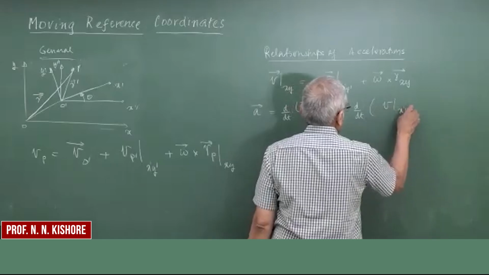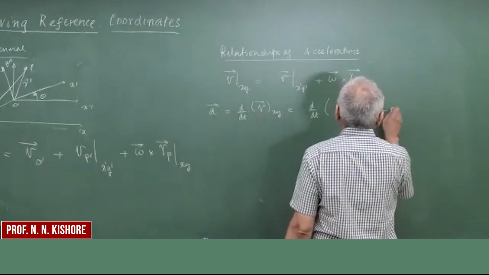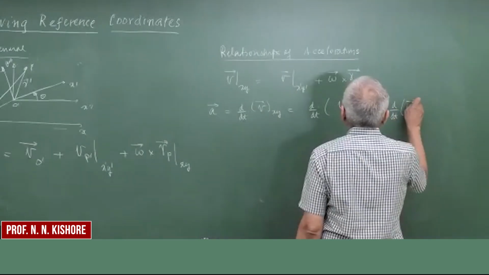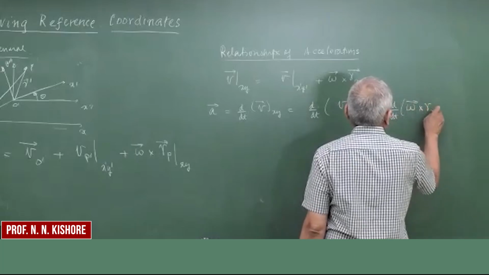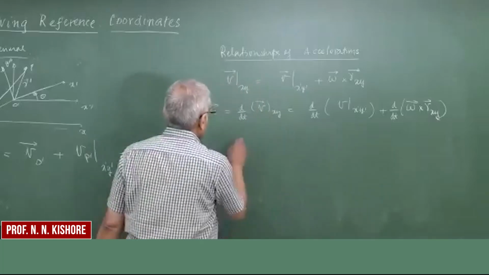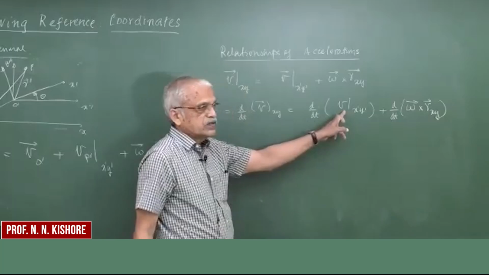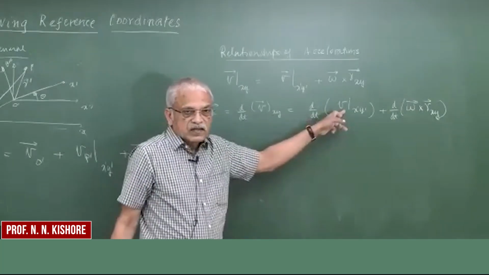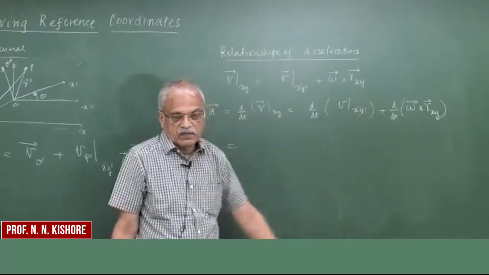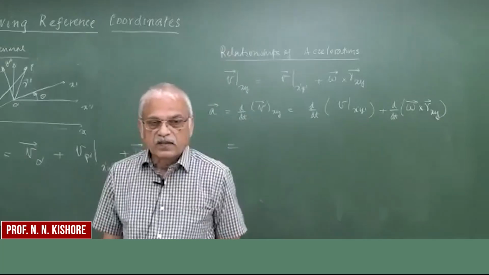And now we have to do d dt of v, and I'll continue here, d dt of omega cross rxy. Okay, so this is a very interesting thing here. What is that here? This velocity is observed in the moving frame, in the rotating frame. This x prime y prime is nothing but the rotating frame.